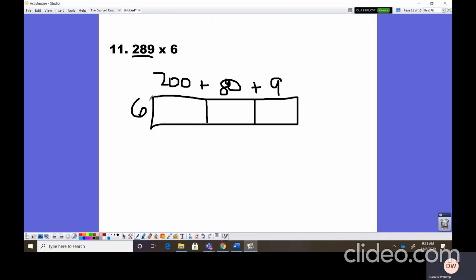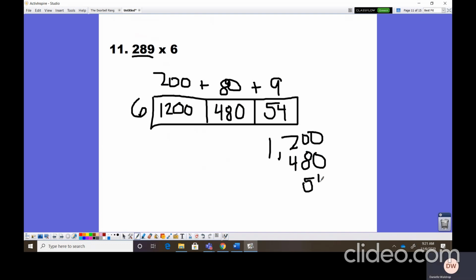Then let's do our multiplying. 2 times 6 I know is 12. I have 2 zeros here that I have to include. 80 times 6. 8 times 6 is 48. Bring down that 0. And then 9 times 6, of course, is just 54. Stack and add. So we got 1,200, 480, 54.